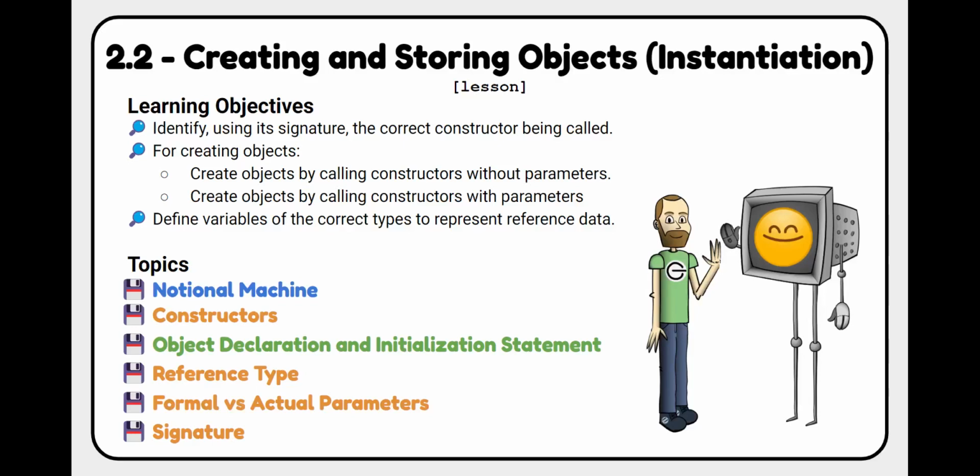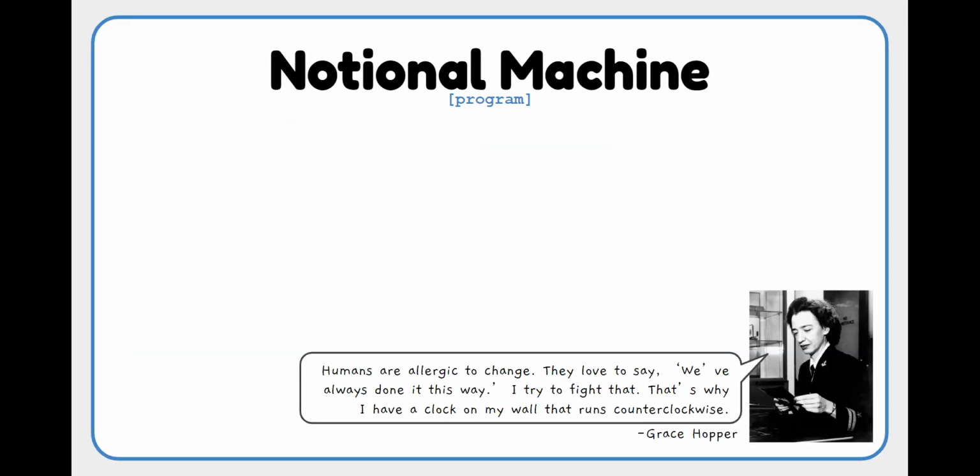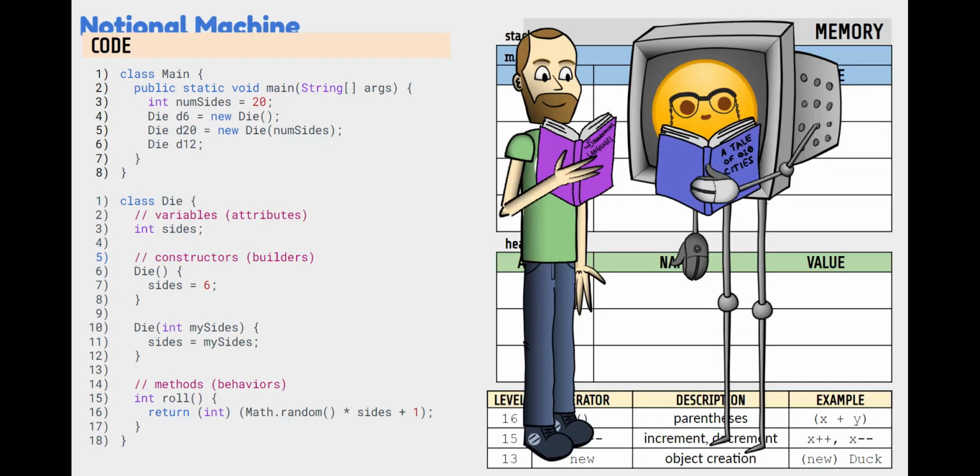2.2, I'm excited. Creating and storing objects, or in other words, instantiation. We have a series of learning objectives and topics on the screen, so let's get started. Oh, we're starting with a notional machine. All right, let's take a look at it.